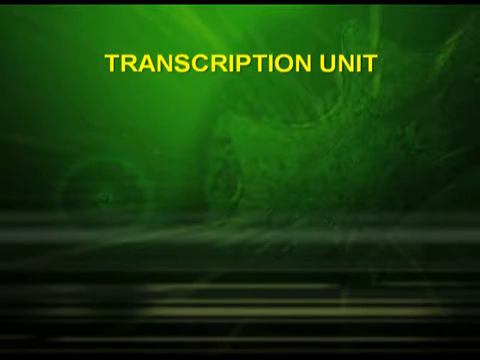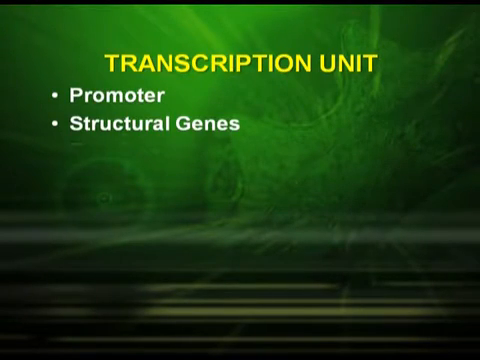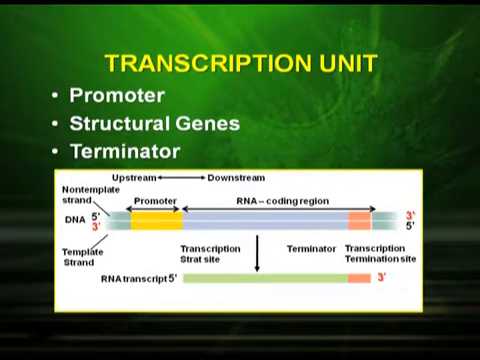Now let us see what a transcription unit consists of. There are three important regions in the transcription unit: the promoter, the structural gene and the terminator. If you look at the picture of the DNA strand, you can see the promoter region where the RNA polymerase comes and binds, the RNA coding region, and the terminator region where transcription terminates or stops. There are two strands, 5' to 3' and 3' to 5'. The promoter site is located at the 5' end, whereas the terminator is located at the 3' end.